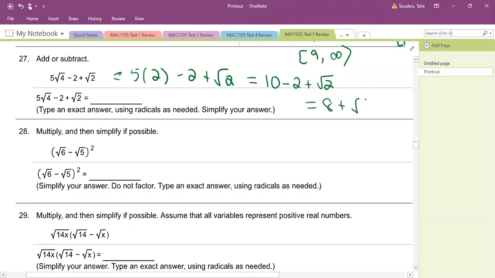Can that combine? No, because they're not like terms, right? The one is just a whole number, the other's a radical, so they cannot be combined. Very good. So that would be the final answer there.